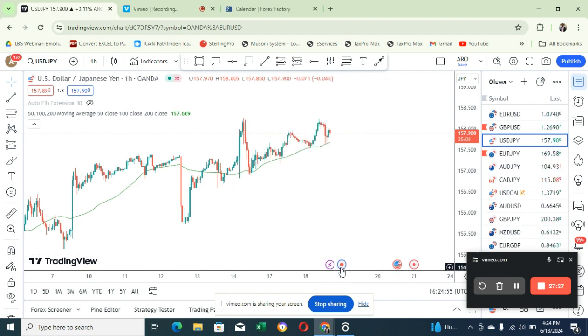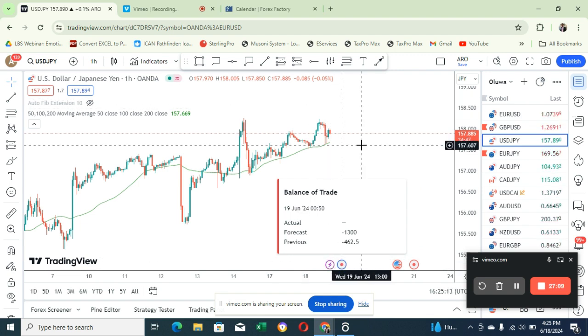You can see another news here. This is coming from another country. That's balance of trade from a particular country. This event is going to happen tomorrow. This is a Japanese news. So I'm going to share something with you.